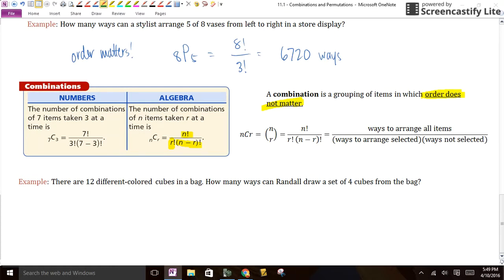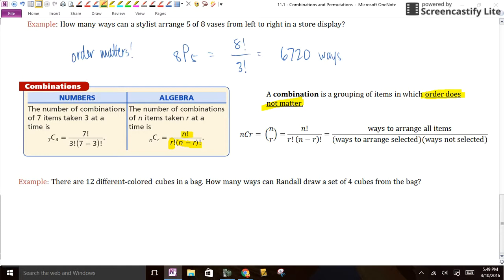It's the same thing here. You see my example. There's 12 different cubes in a bag. How many ways can you pull out four of those cubes? Now, again, they're all different colors. So when you pull them out, if you pick out red, green, blue, and yellow, is that different than green, blue, red, and yellow? No, because you just grabbed four out.